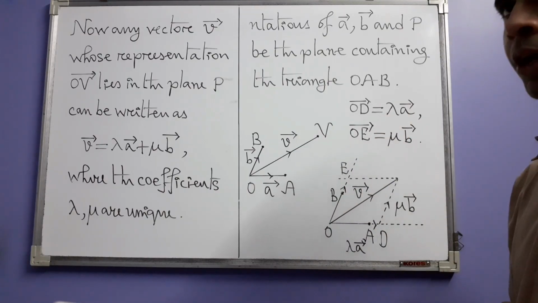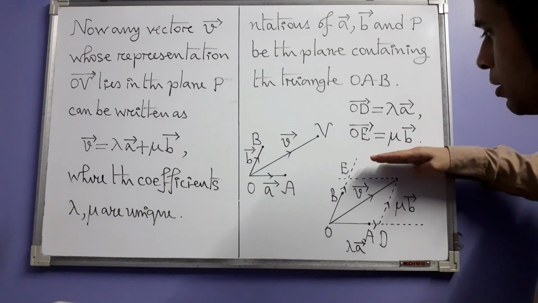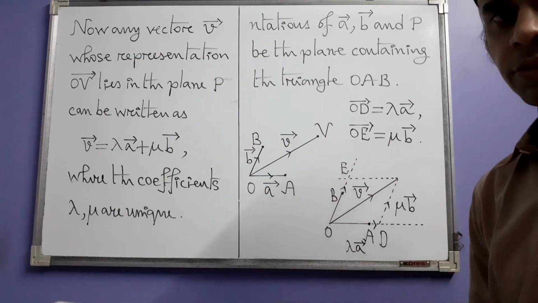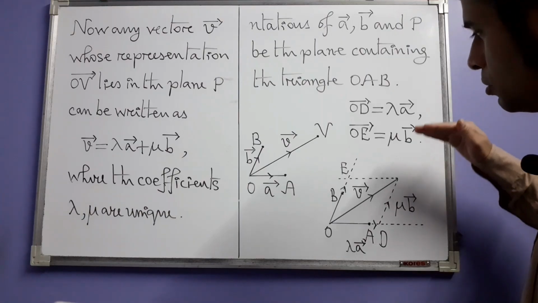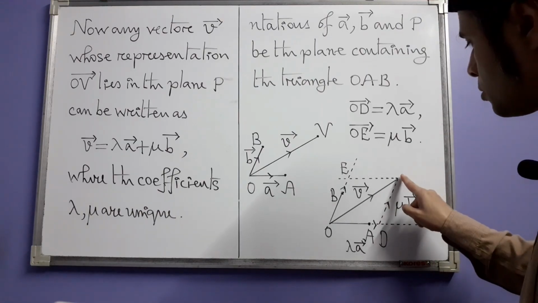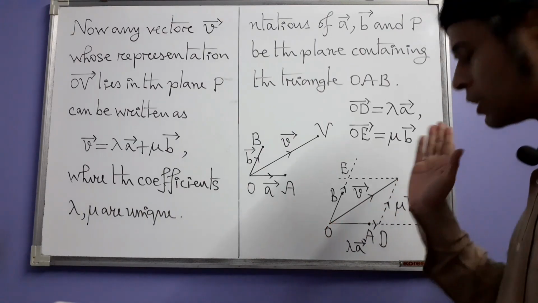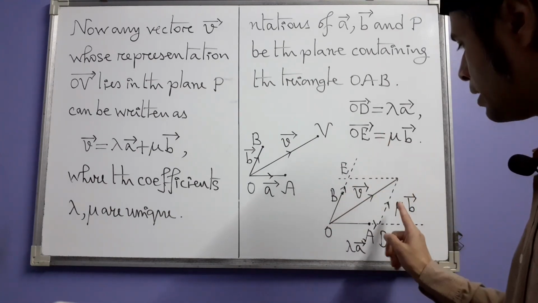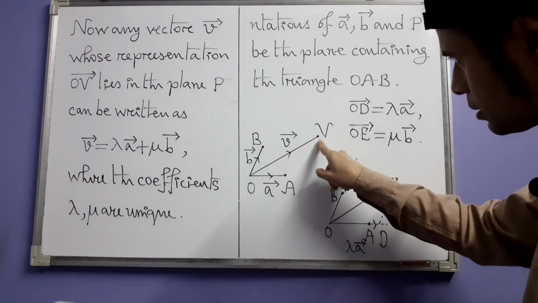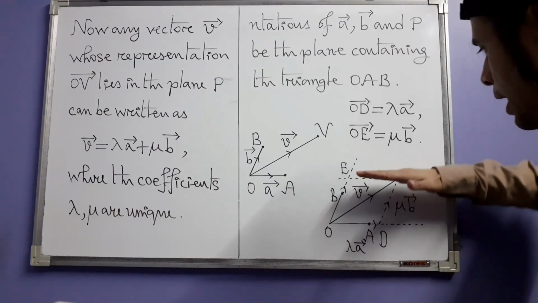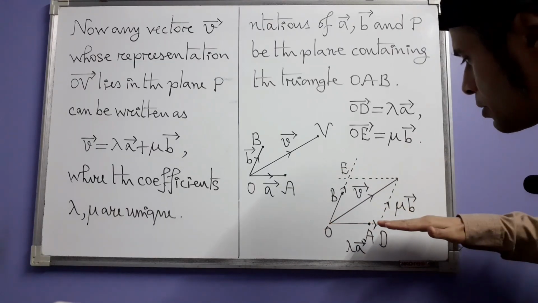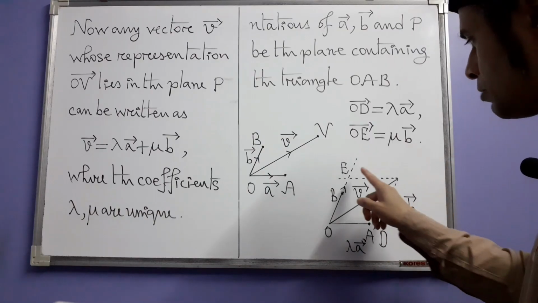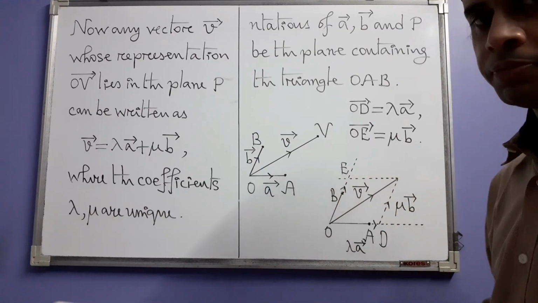And then also we draw lines parallel to the given vectors OA and OB, both of which pass through the terminal point of the vector V. That means this line is parallel to OB and it is passing through this terminal point, that is capital V, and this line is parallel to the vector OA and passes through V again. Okay, so that we have this parallelogram.